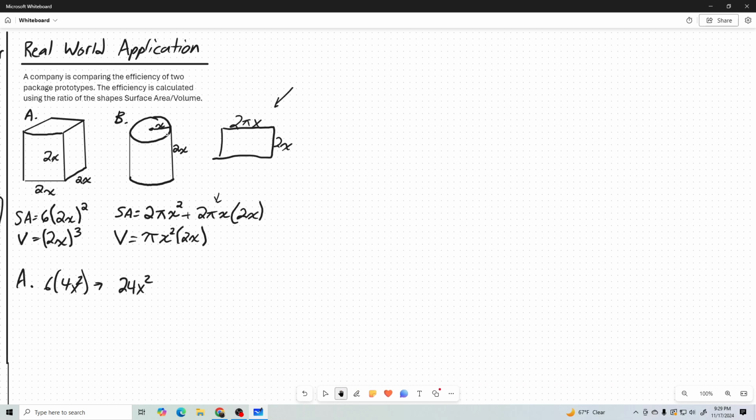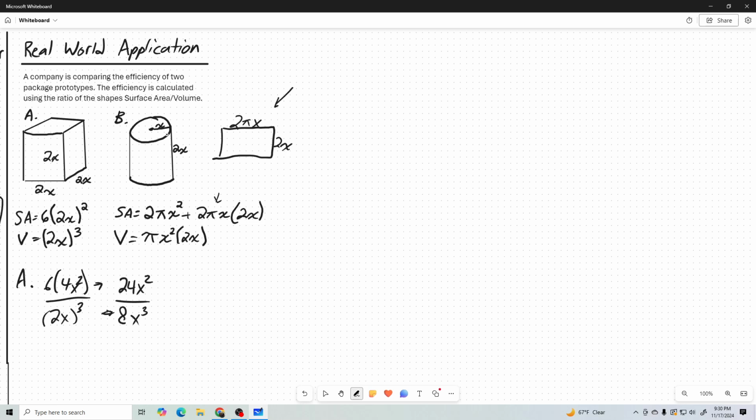All right, and then of course we have to divide that by the volume. So let's go ahead and do that now. So volume is just 2x cubed, which means of course we're just going to cube the top and the bottom. 2 cubed is 8, and then x cubed is x cubed. All right, and now we have an expression here which we can simplify.